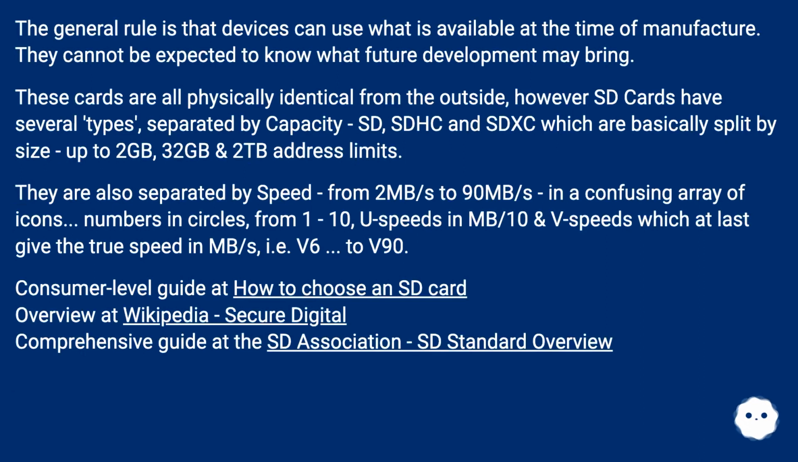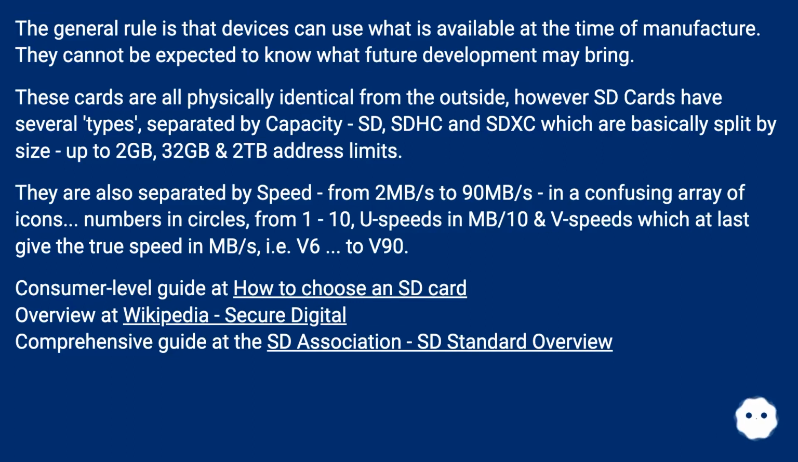The general rule is that devices can use what is available at the time of manufacture. They cannot be expected to know what future development may bring. These cards are all physically identical from the outside, however SD cards have several types, separated by capacity: SD, SDHC and SDXC, which are basically split by size, with up to 2 GB, 32 GB and 2 TB address limits.